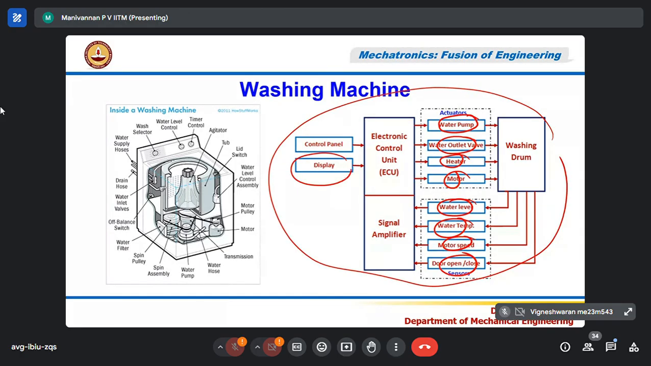In the washing machine, we have a display, correct? It shows temperature, water level, and any error code. A small LED or LCD display will be there. If the cycle is over, some information will come. If the machine stops, it shows an error message. All those things are shown on the display. Any doubt in this?